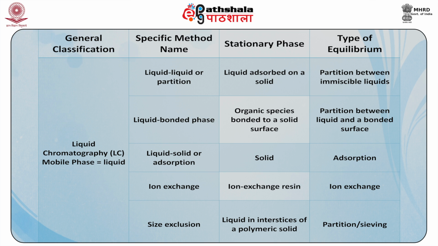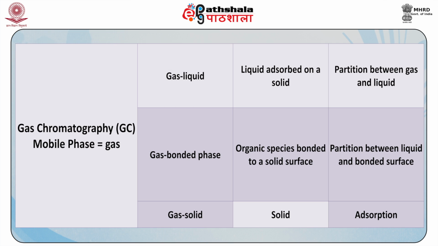Next is size exclusion, wherein the stationary phase is liquid in interstices of a polymeric solid and the type of equilibrium attained is by partition or sieving. The second type is gas chromatography, GC, wherein the mobile phase is gas. Herein the types included are gas-liquid, wherein the stationary phase is liquid adsorbed on a solid and the type of equilibrium is partition between gas and liquid.